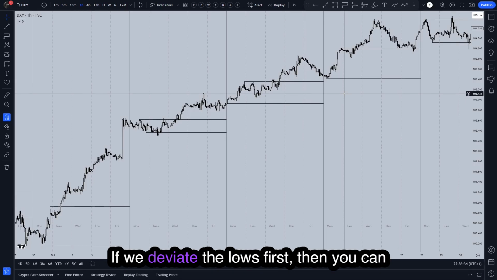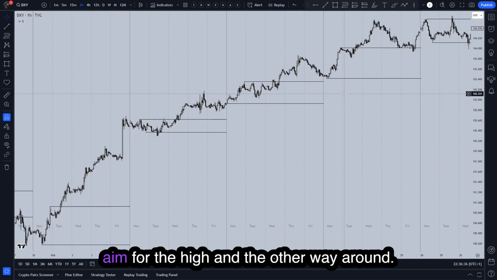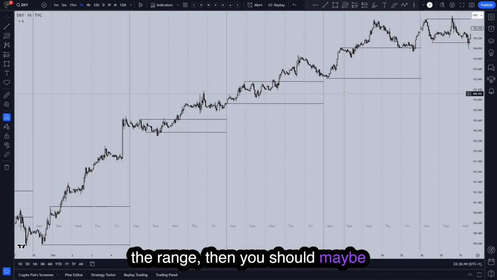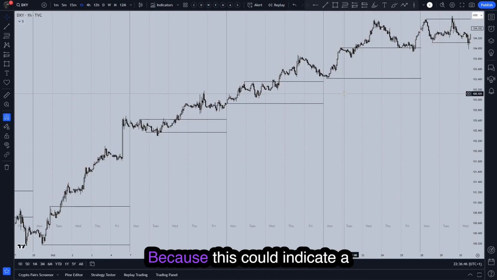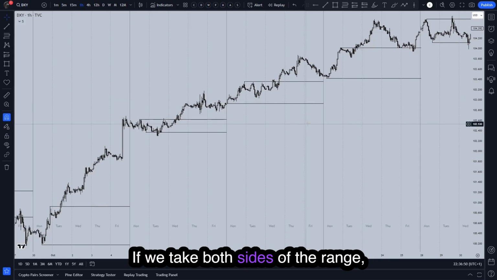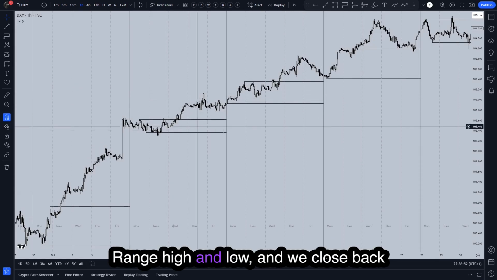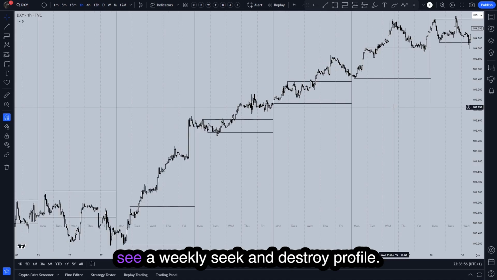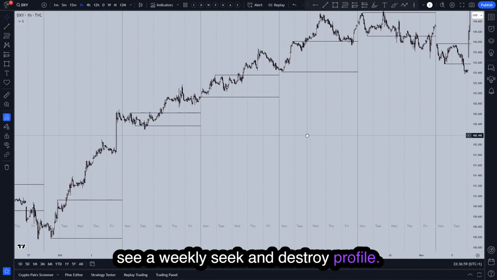The second point is you can use the Monday range high and low as liquidity pool targets, right? If we deviate the lows first, then you can aim for the high and the other way around. And if we deviate both sides of the range, then you should maybe stay out of the marketplace, right? Because this could indicate a seek and destroy profile, right? If we take both sides of the range high and low, and we close back inside the Monday range, it's likely to see a weekly seek and destroy profile.